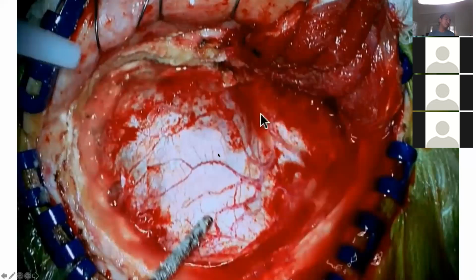And now we have a chance to see the inside of the cranium. This is the brain, which is covered with the brain covering, which is what we call meninges.